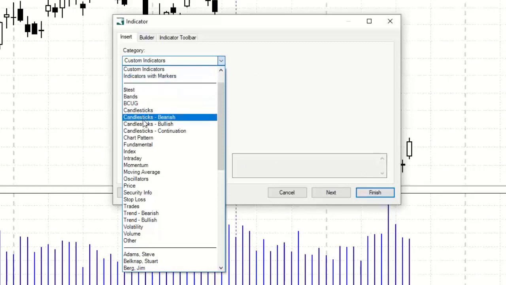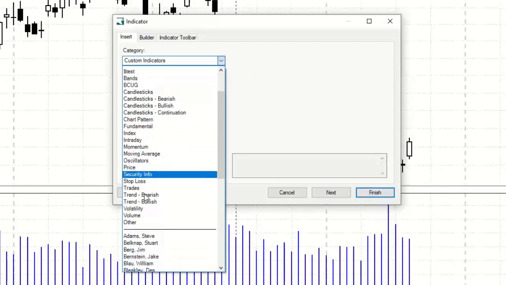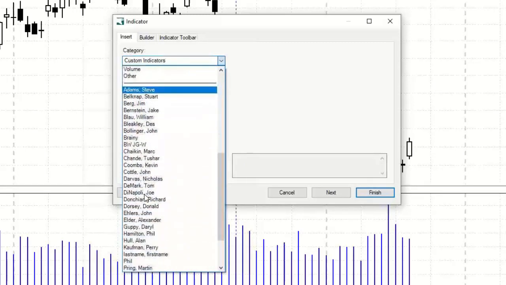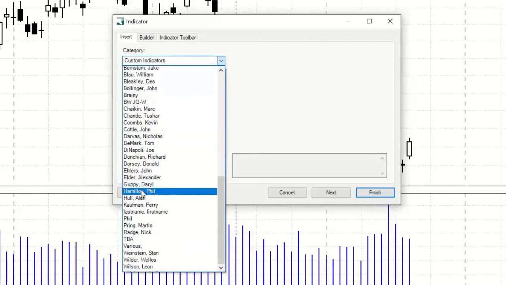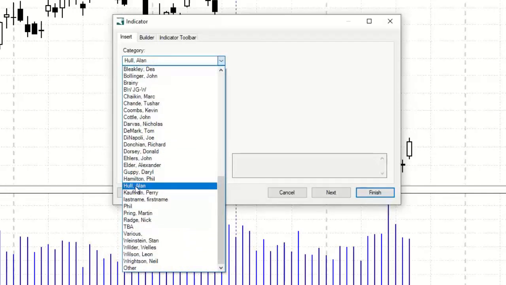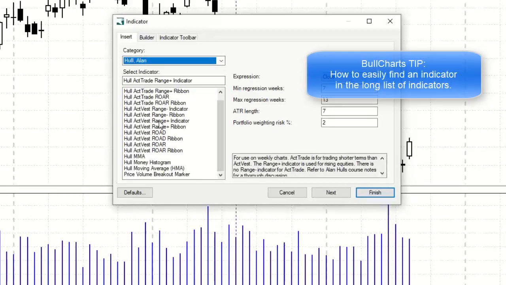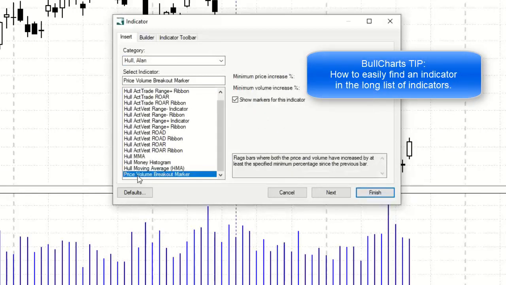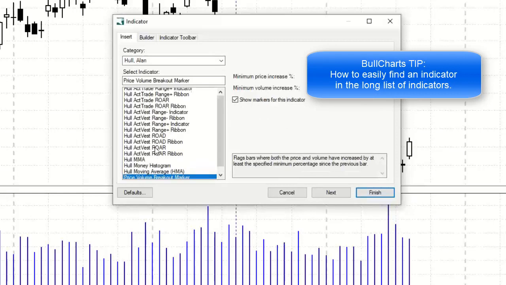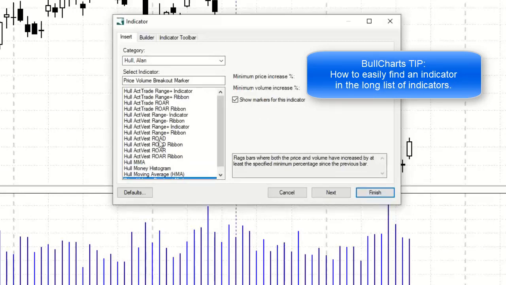Or scroll down further to types of candles, chart patterns. Scroll down further to a list of authors. And one of the authors in here is Hull, Colin Allen. Once you click on that, the list of indicators shown in this next box is greatly reduced. It's much easier to find something like the price volume breakout marker. So there's a tip about how to find indicators more quickly.